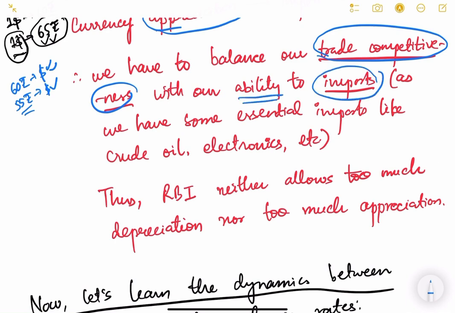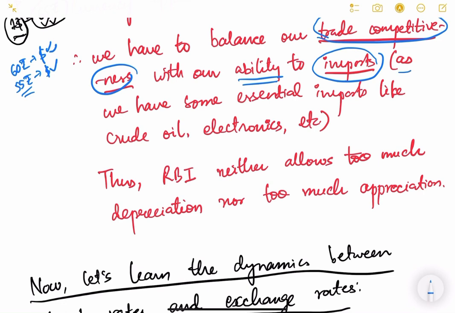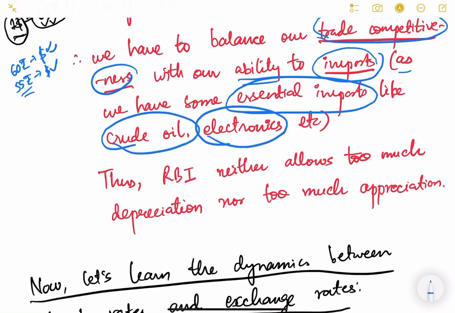Okay, ability to purchase imports, because see, we are purchasing some essential imports. Essential imports meaning they are not produced in India. For example, crude oil. So crude oil, natural gas, electronics, we have to purchase from abroad. We have to purchase from foreign countries because they are not produced in India. They are not found in India. Therefore, crude oil we have to purchase, we have to import. Electronics also we are importing from outside only.